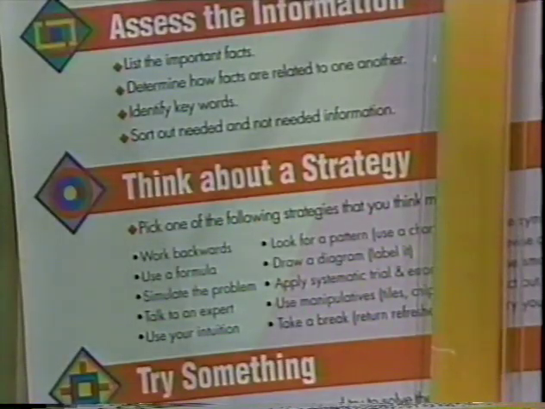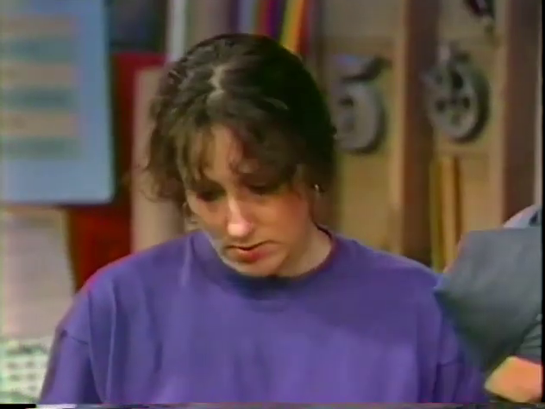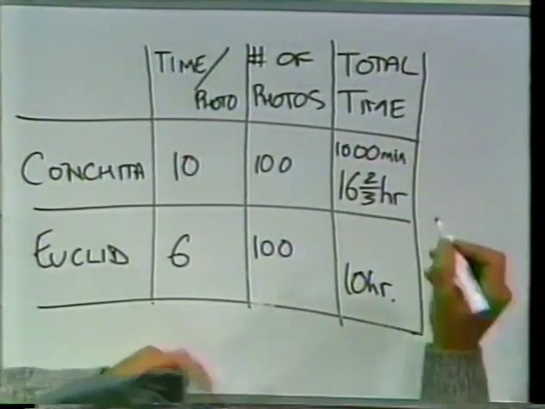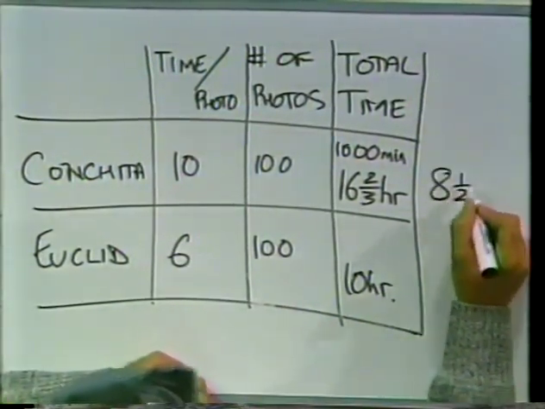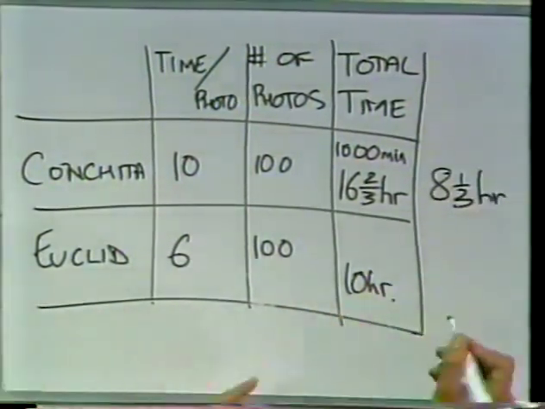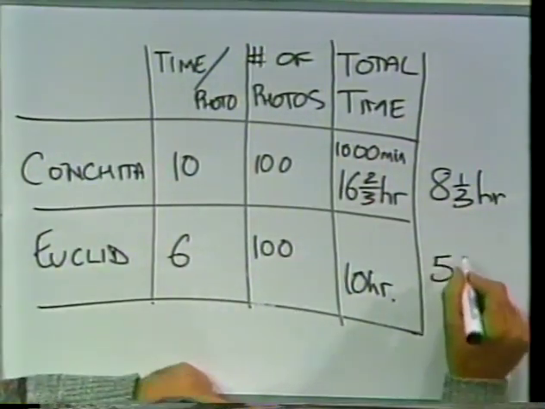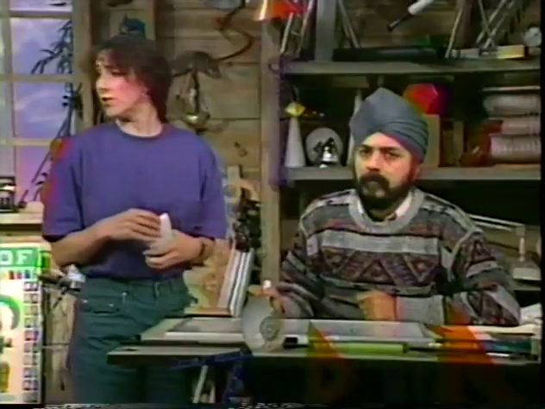Strategy. Think about a strategy. Okay, well, what if they work together? Conchita can do half the photos, let's say, in 8 1/3 hours. And Euclid can do half of those in 5 hours. That's still too long. Well, let's try looking at the problem from another angle. Let's let the number 1 represent the entire job. Using both machines, how much work can be done in a minute? Euclid, could you help us out, please?